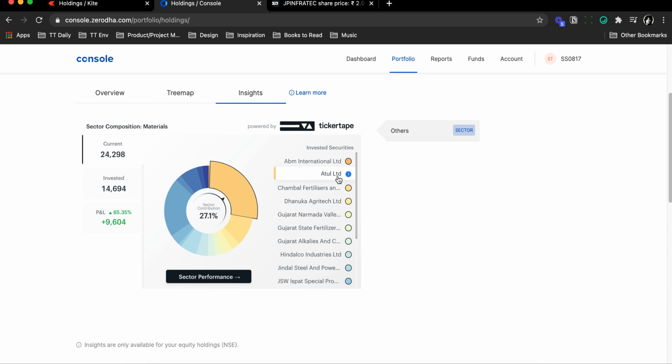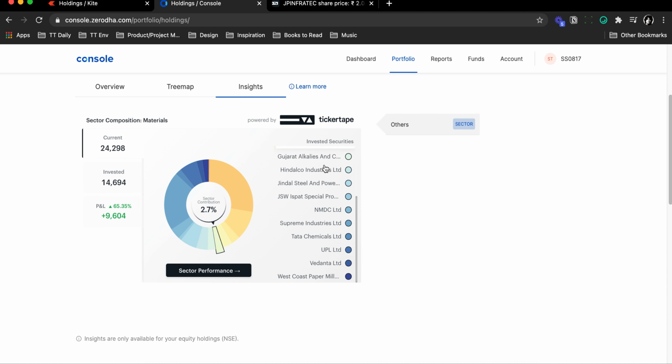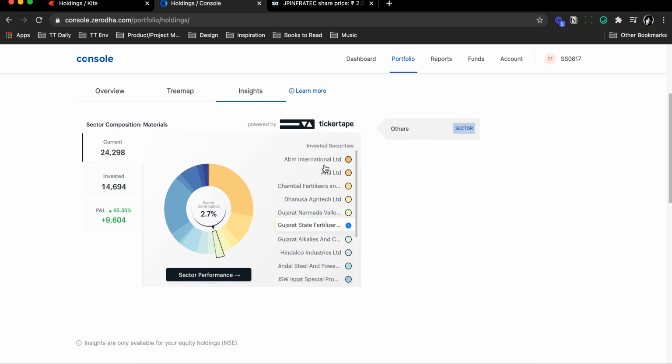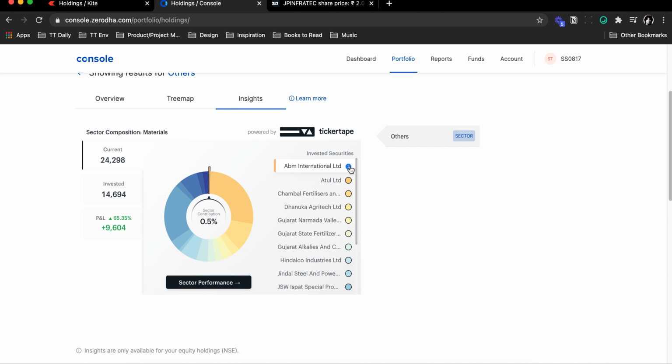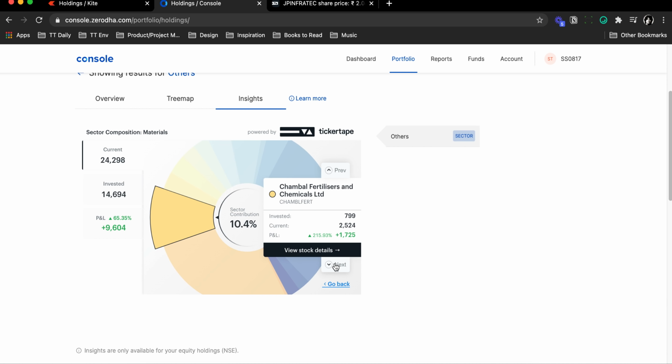27% is accounted for by Atul Limited, right? So in this manner, we can look at the drill down and get an in-depth analysis of what our sector composition is, right? And at the same time, if you are interested to analyze this particular security a little more, you can always dive in deeper again, and we open up a similar view so that you can very easily switch between the different securities that you're holding in the sector and analyze the invested amount, the current value of that investment amount, and the profit and loss for each of those securities in the sector, right?